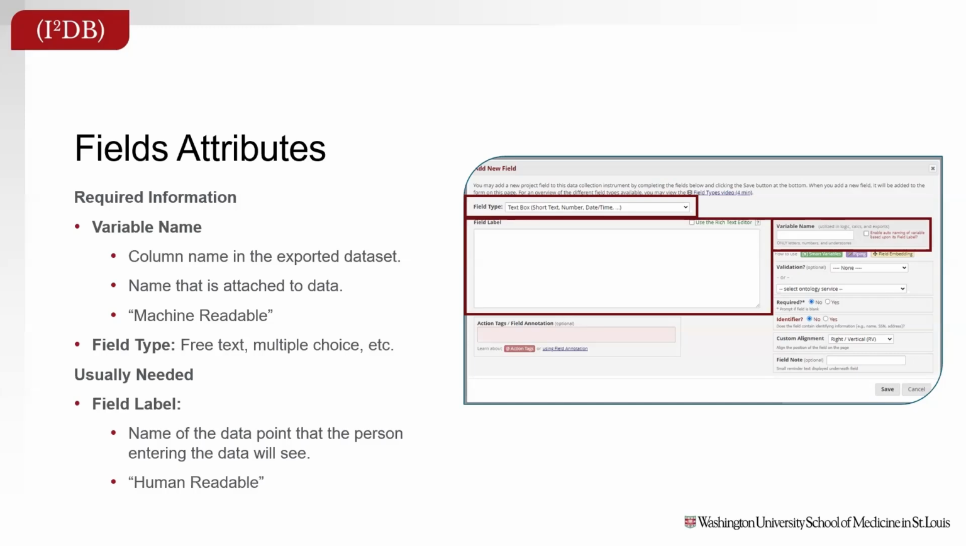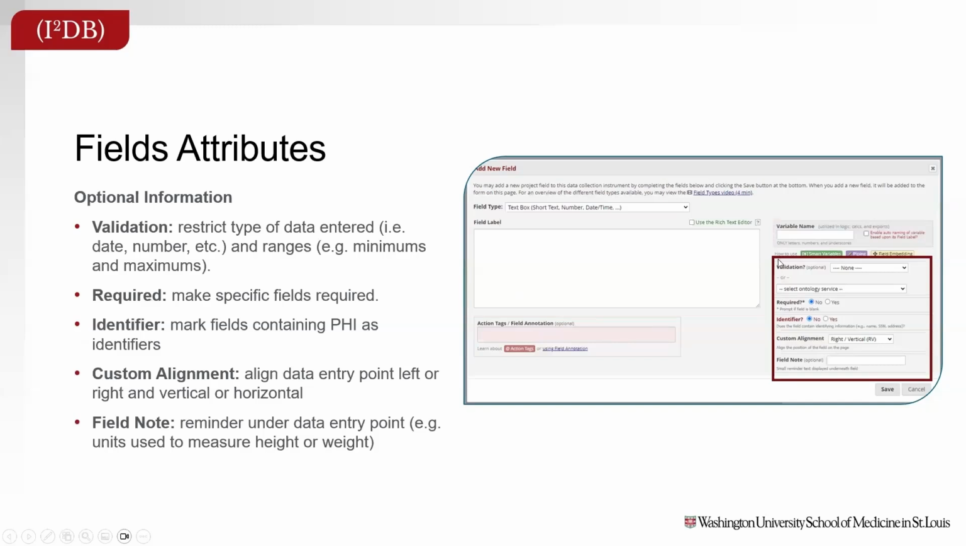You also will usually have a field label, which is considered the human readable information of the field. So if you have a question, or not a question, but an item on a questionnaire that says, please rate your anxiety for today, you would put that in the field label, and then maybe your variable name would be something like anxiety today. So the variable name is kind of a shortened, condensed version of what the field label, the human readable version, is.